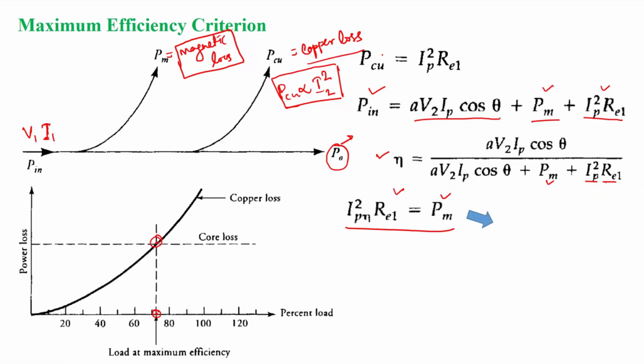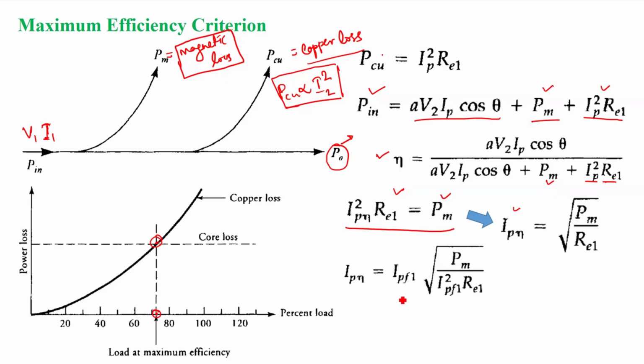So now let us calculate the maximum power output. Just a little bit of modification here. If I find IP eta, that is the current here, I can find it as the square root of PM by RE1, and multiplying the square of the full load current in the numerator and denominator, if we take the full load current outside of the square root, it will become IPFL into square root of PM by IPFL square RE1. So what this indicates, this is nothing but your copper loss at the full load condition, right? Copper loss at full load.